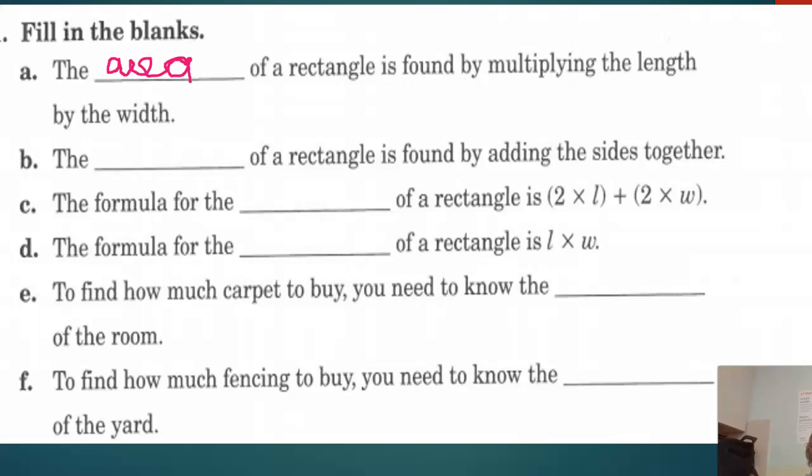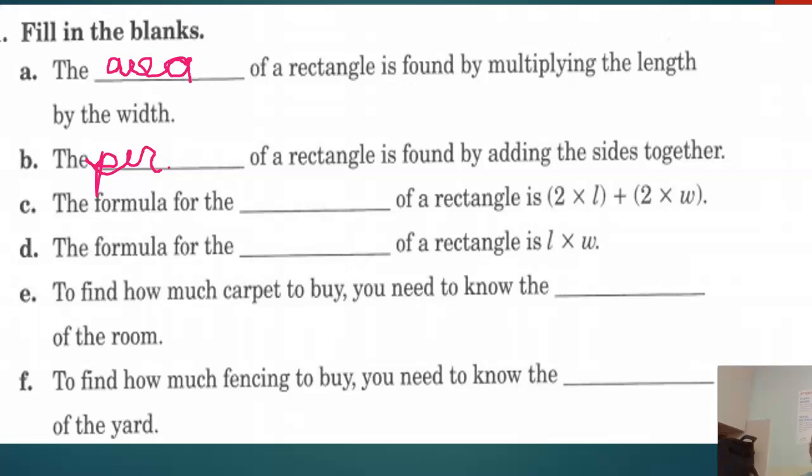And Peyton, can you give me that answer? The answer would be perimeter. And I'm not going to write the whole thing out, but perimeter, because that's the outside. And if you add all the sides together, you have the perimeter. The formula for the blank of a rectangle is 2 times length plus 2 times width.